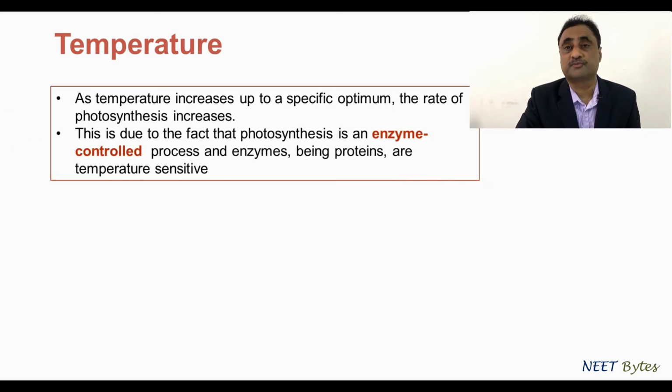Now let's talk about the temperature. What happens as the temperature increases, the rate of photosynthesis also increases, but mind it, it is only up to the optimum temperature, because beyond optimum temperature what will happen? The enzymes are going to denature. If the enzymes denature, naturally the photosynthesis will decrease, okay.